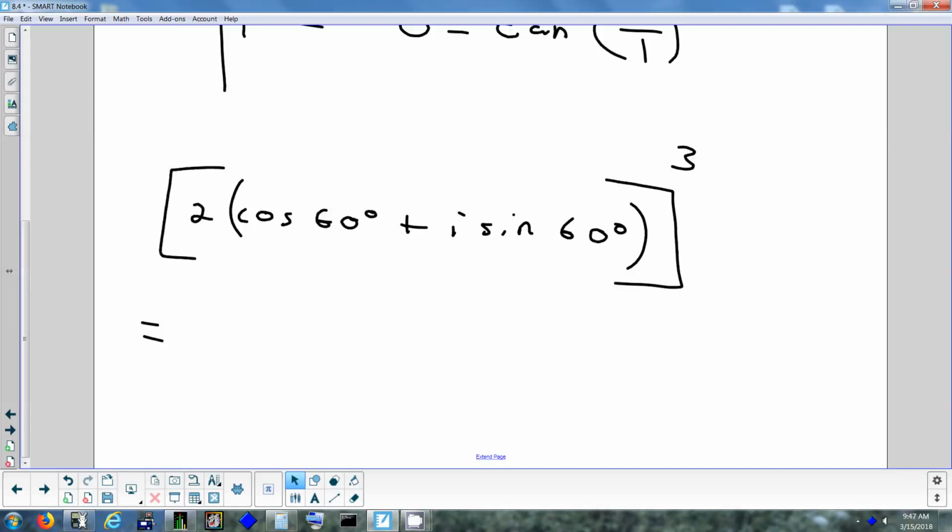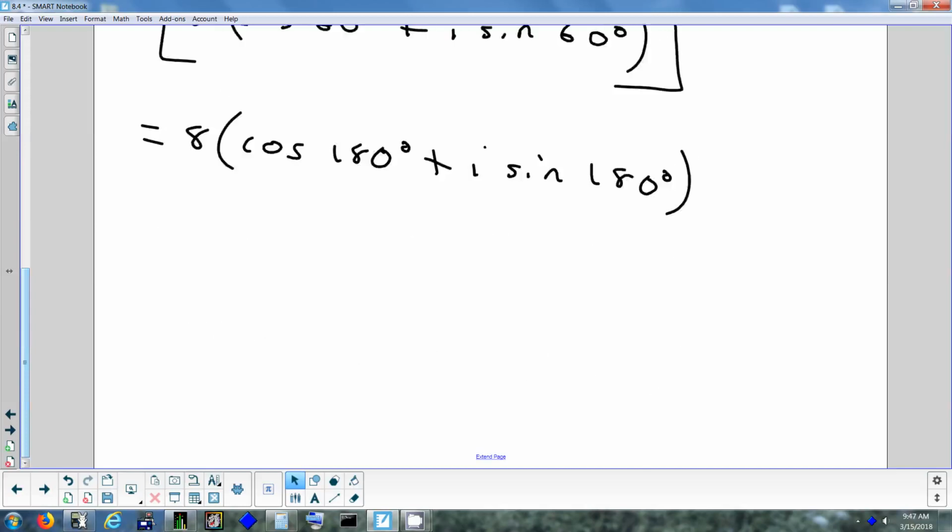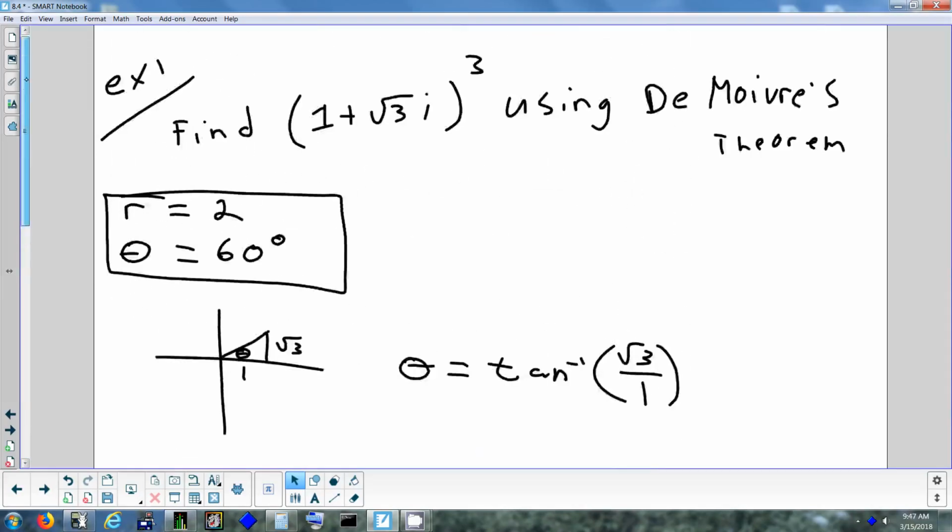Okay. So what's going to be my radius when I cube this number that's in trig form? Yep, 8. Cosine, what's going to be my angle? 180. Plus i sine 180.